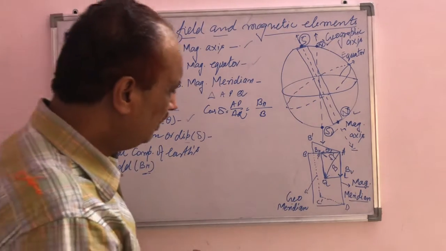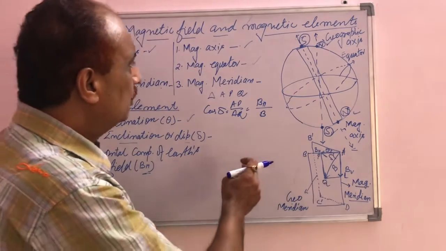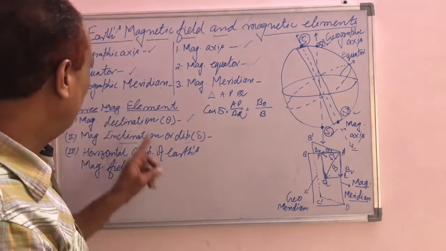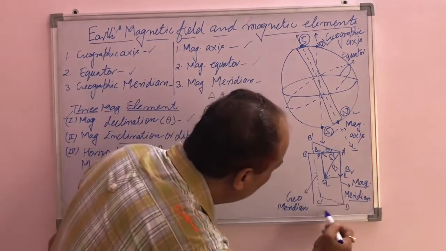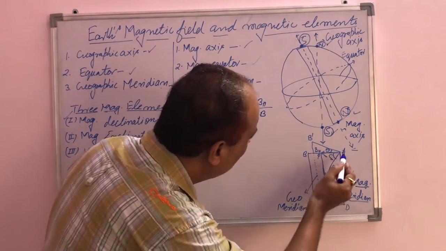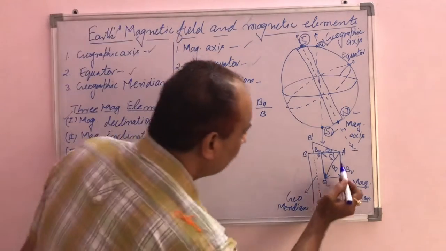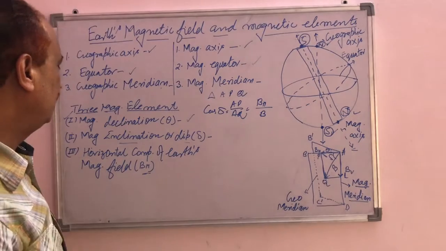Number 1 is magnetic declination. Magnetic declination means the angle between the geographic meridian and magnetic meridian, denoted by theta. Here ABCD is the magnetic meridian, AB'C'D is the geographic meridian, and the angle between them, this theta, is known as magnetic declination.